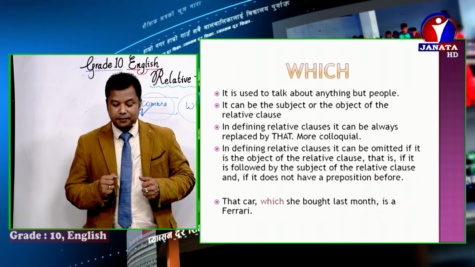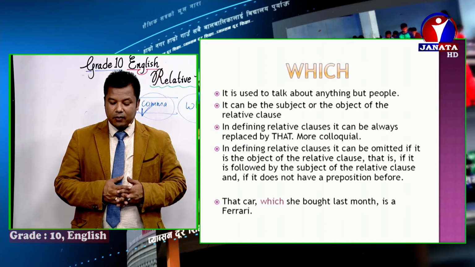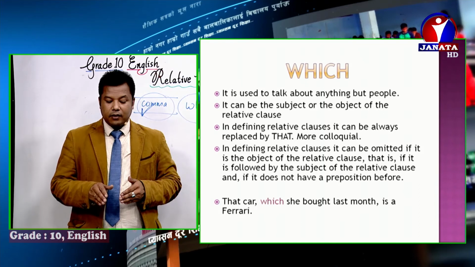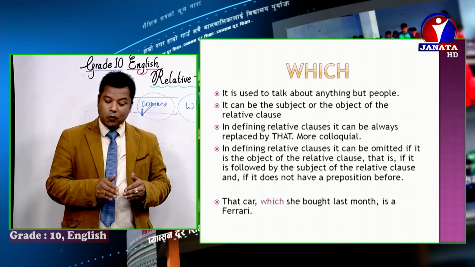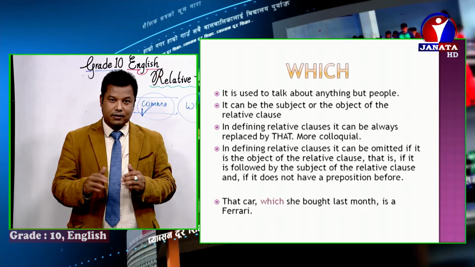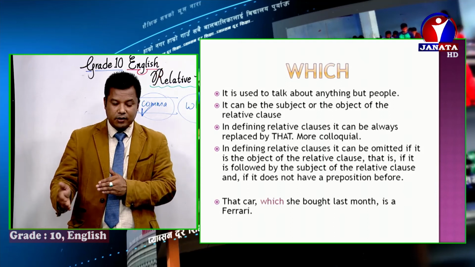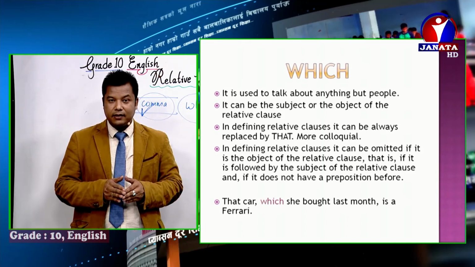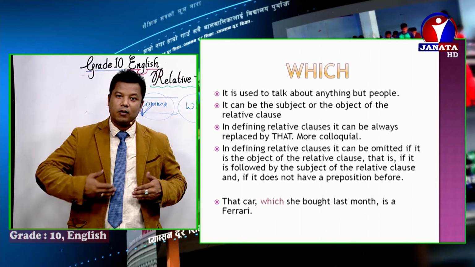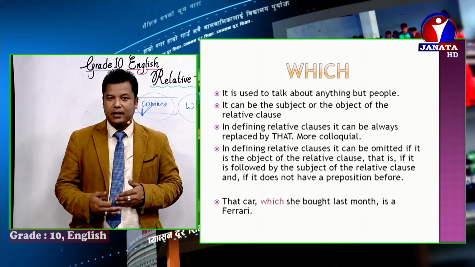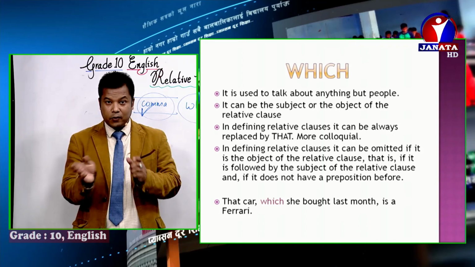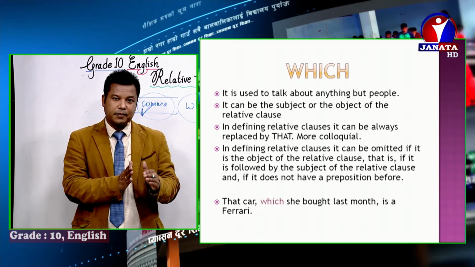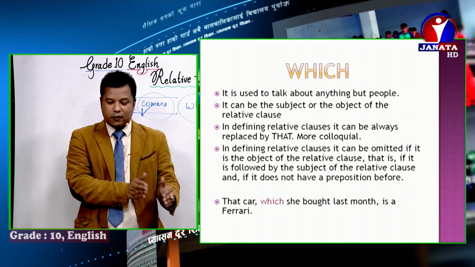Now, which. It is used to talk about anything but people. It can be the subject or the object of the relative clause. It has more functions than the others. In defining relative clauses, it can always be replaced by that, which is more colloquial, more comfortable and quite practiced by the majority of speakers. They prefer to omit that part, but you have got to feel that they are omitting this particular word in this example because of this reason.